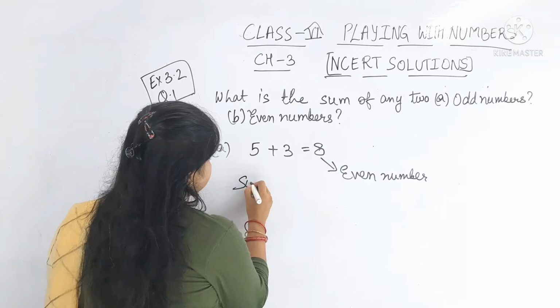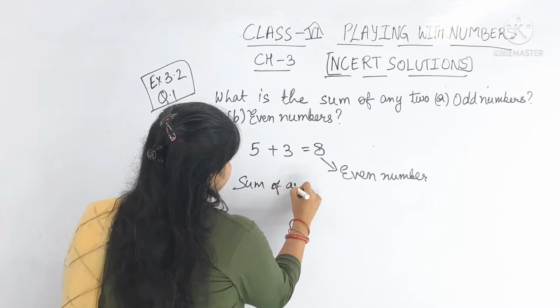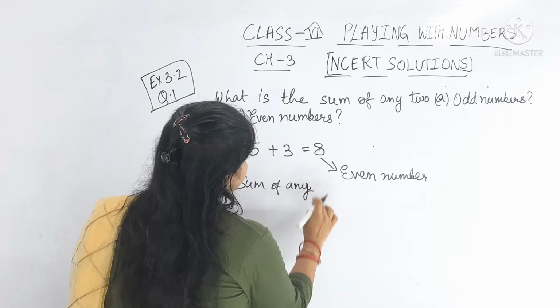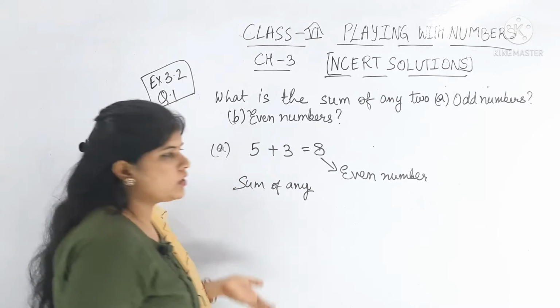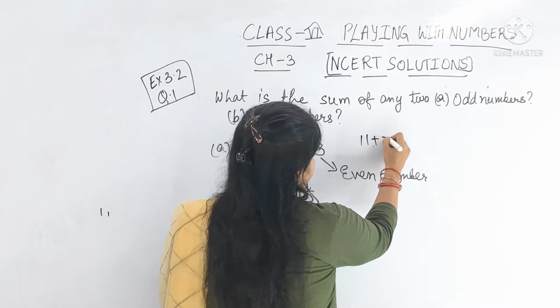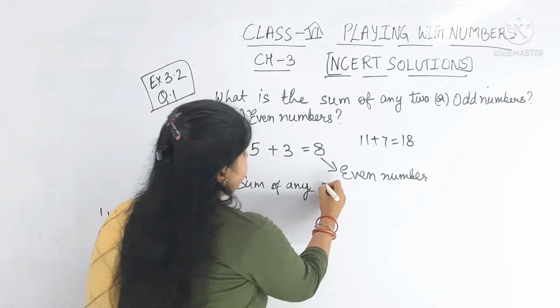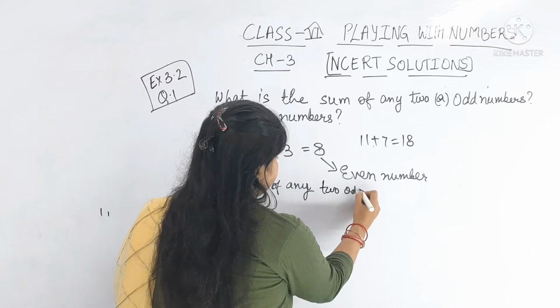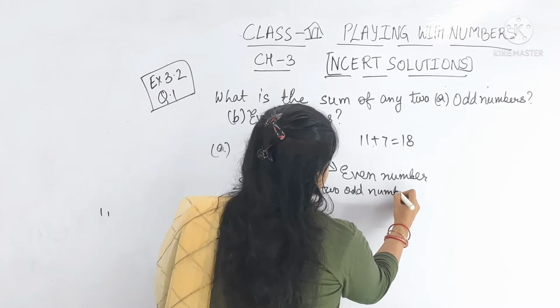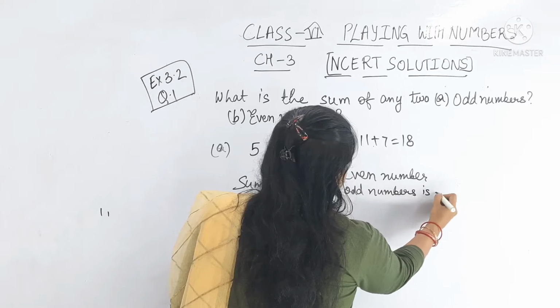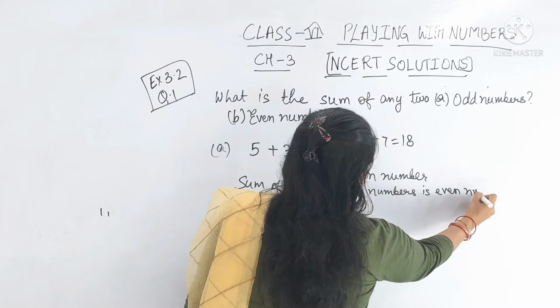You have to write it like this. You can take any odd numbers, 7 plus 3, or 11 plus 7. So I am getting 18. This is also an even number. So the sum of any two odd numbers is even numbers.